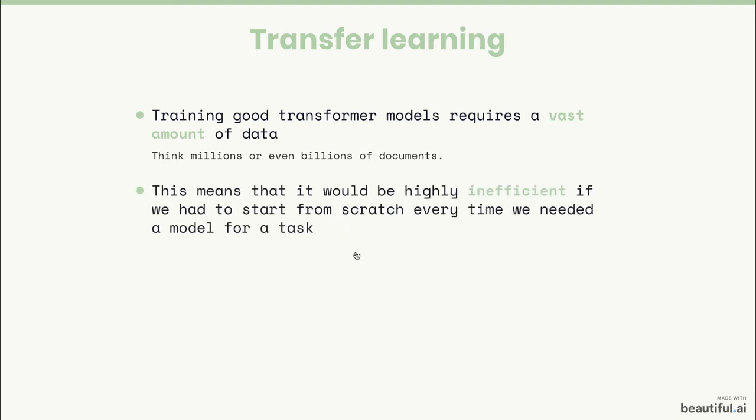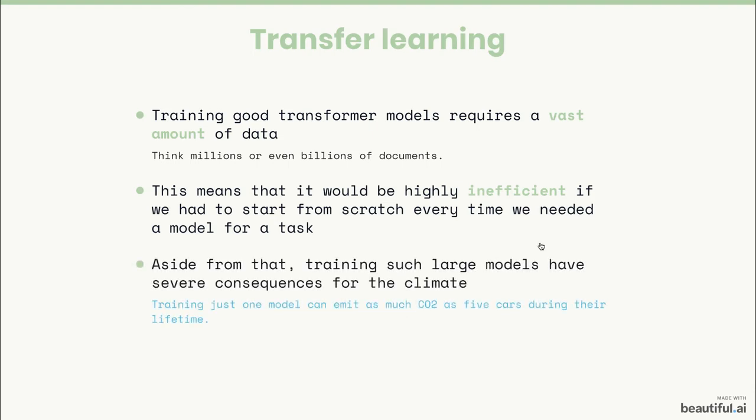So it would be highly inefficient if every time we just had a simple text classification task and we wanted to have a very nice model that could perform well on that, we would suddenly need millions or even billions of documents just to perform this simple task. That would be highly inefficient. And also from a climate point of view, training these large models has severe consequences for the climate. So we want to train as few of them as possible and reuse them.